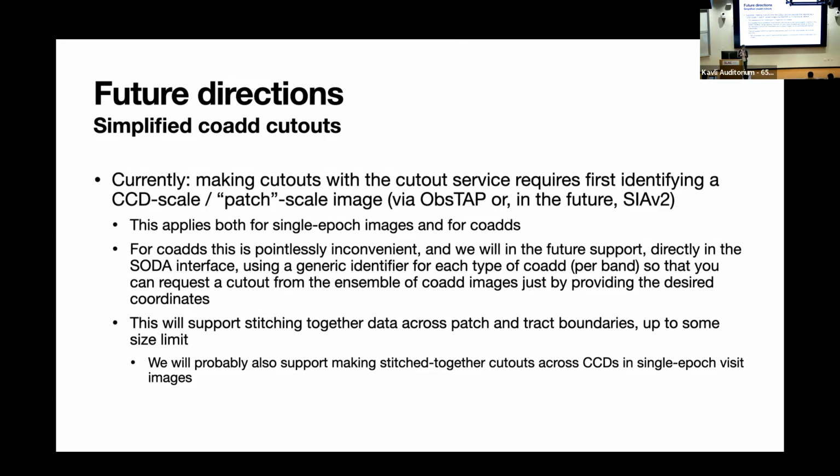That would also include locations near the boundaries of the patches and tracts, which right now are separated in deep coadds. Hopefully the plan is that you can just feed an RA and Dec to the cutout service, and it will not deal with the patches and tracts at all, and just send you back a cutout without you defining the patch and tract in advance. Gregory, if I skipped something important, please feel free to chime in. Okay, sure. Did I catch everything from that slide? All right, so I'll go to the next slide.